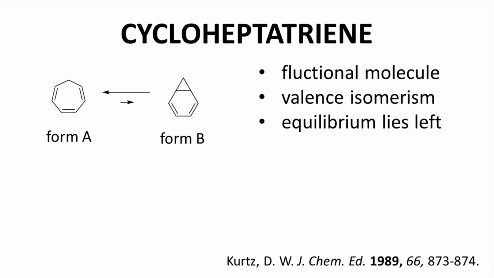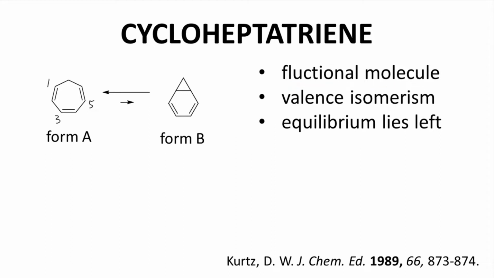Before talking about the reaction, we need to discuss cycloheptatriene, or more formally, 1,3,5-cycloheptatriene. Cycloheptatriene, as we would normally draw it, is shown as form A to the left. This molecule, however, exists in an equilibrium with form B, which has a cyclohexadiene fused to a cyclopropane ring. Because of this equilibrium, cycloheptatriene is said to be a fluctional molecule.